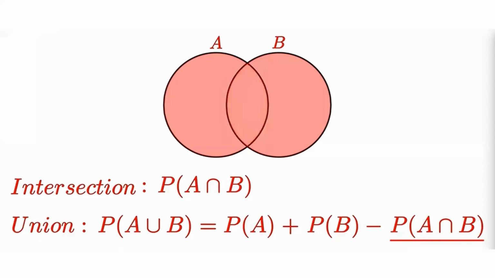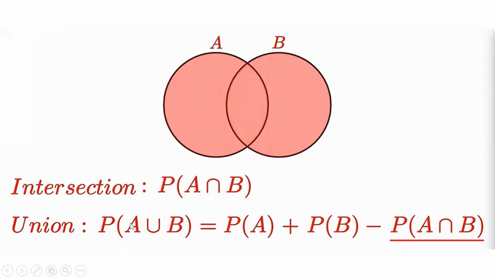Now the intersection: the probability of A is the entire circle here, and the probability of B is the entire circle here. This part, which is common to both A and B, is called the intersection and is shown like this in mathematics. These are called Venn diagrams.